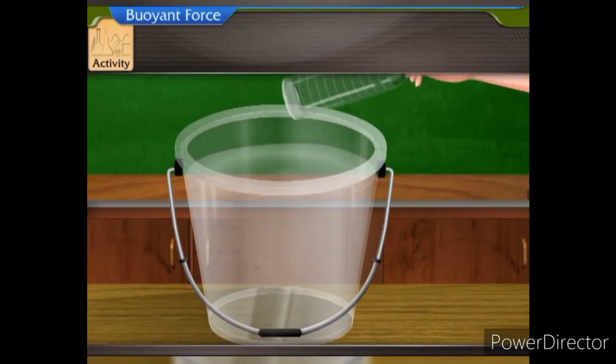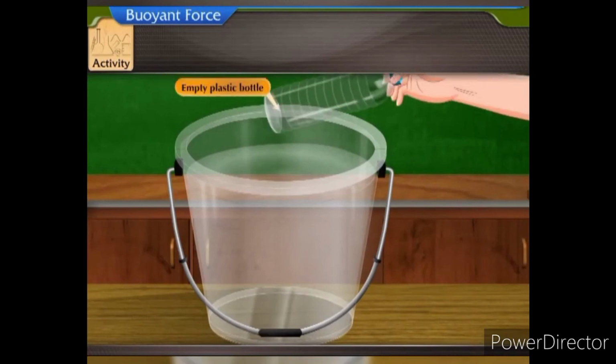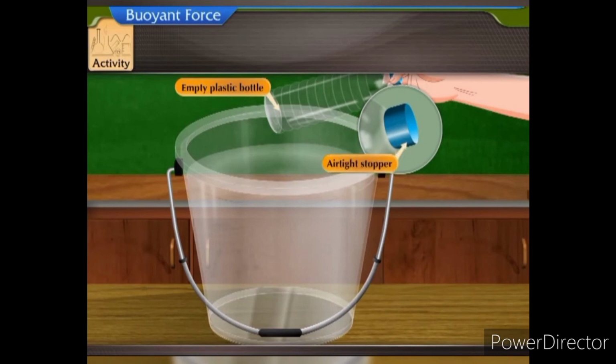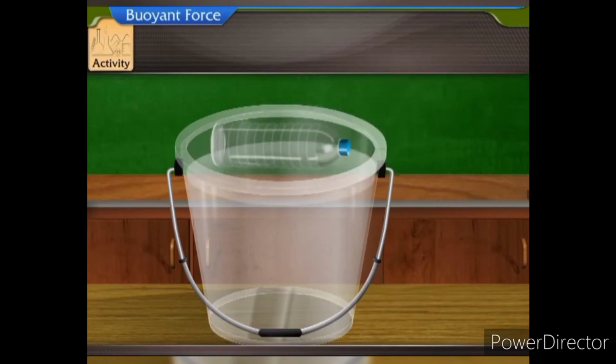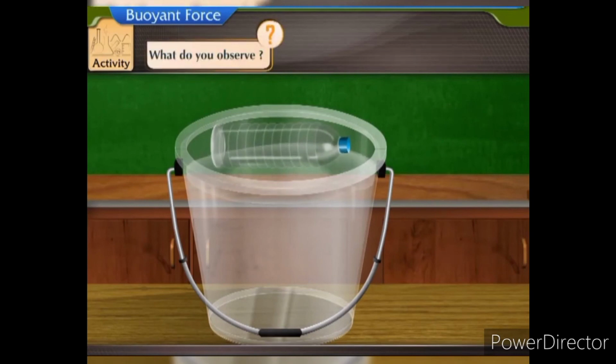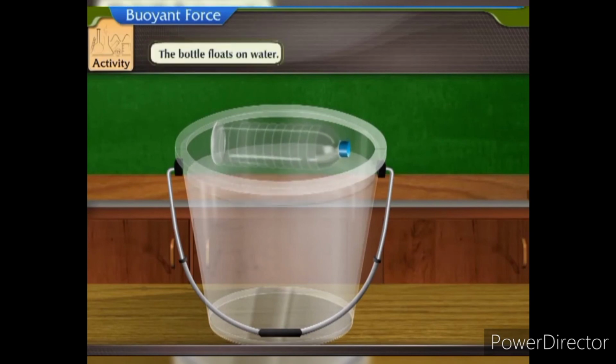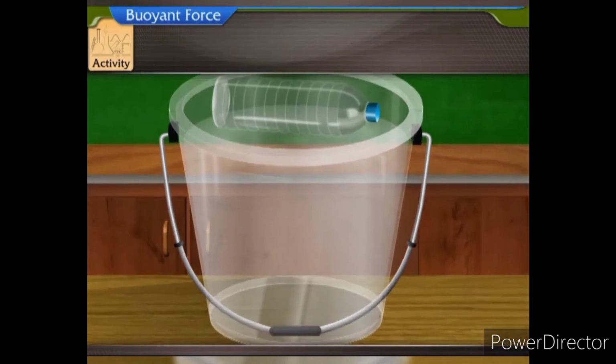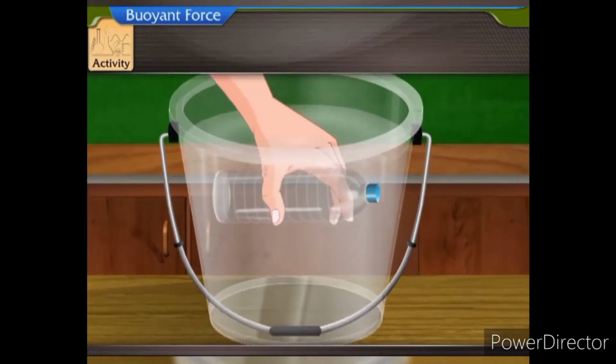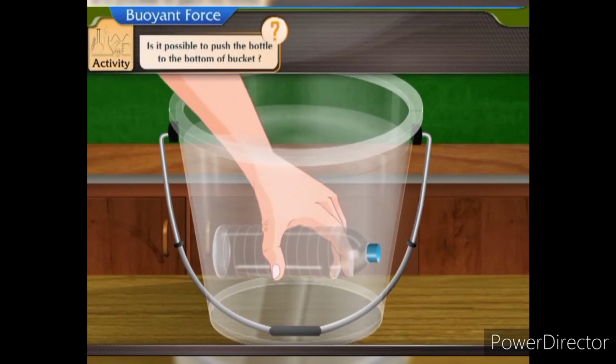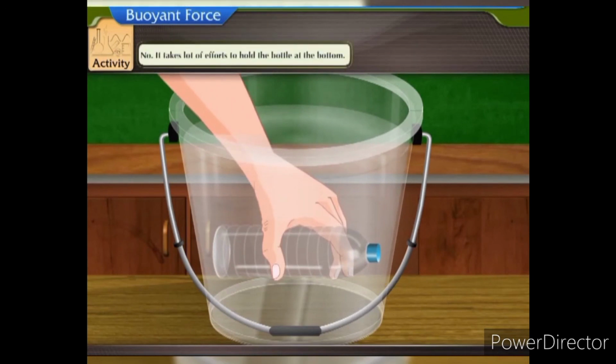Activity 2. Take an empty plastic bottle, closed with an airtight stopper. Put it in the bucket full of water. What do you observe? You will observe that it floats on the water. Now try to push the bottle into the water. Is it possible to push it easily to the bottom of the bucket? No. It takes a lot of effort to hold the bottle at the bottom.